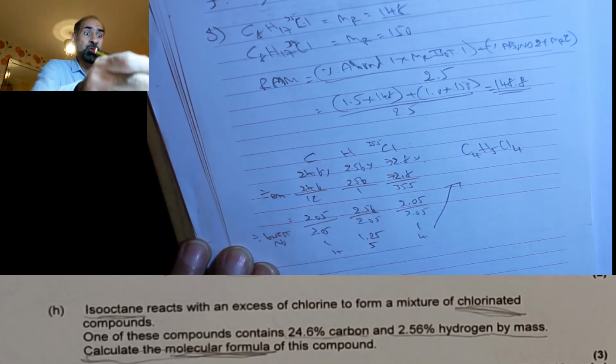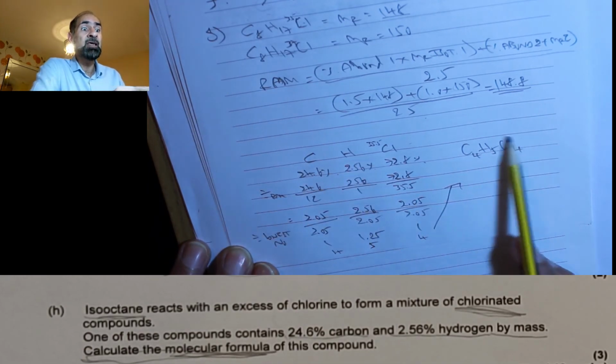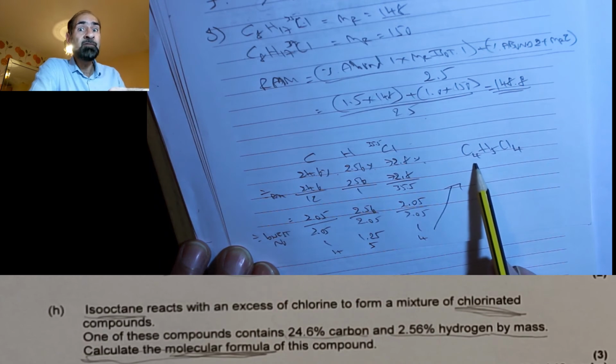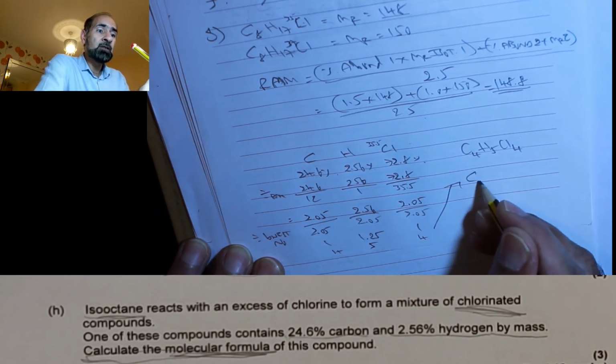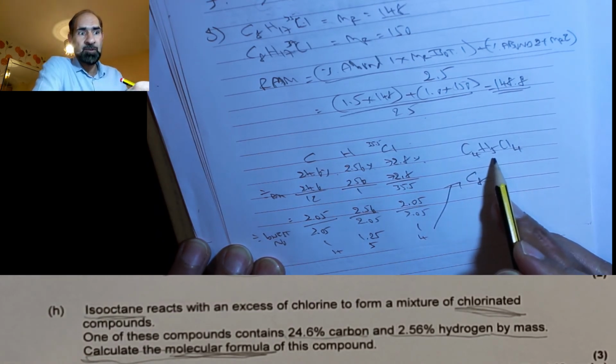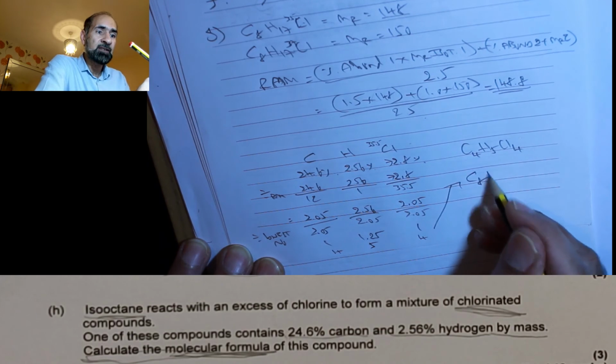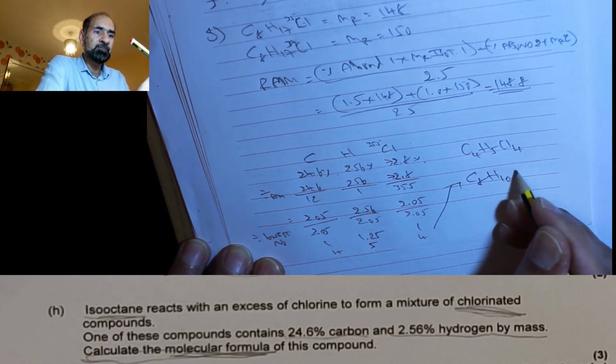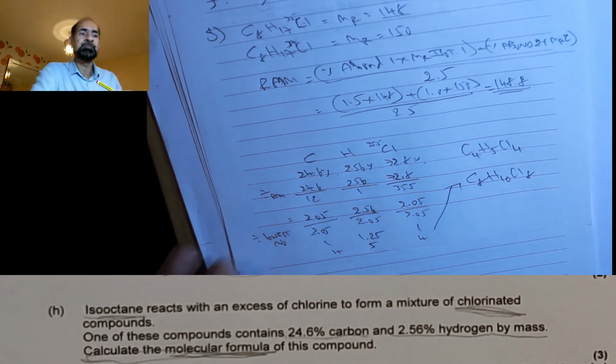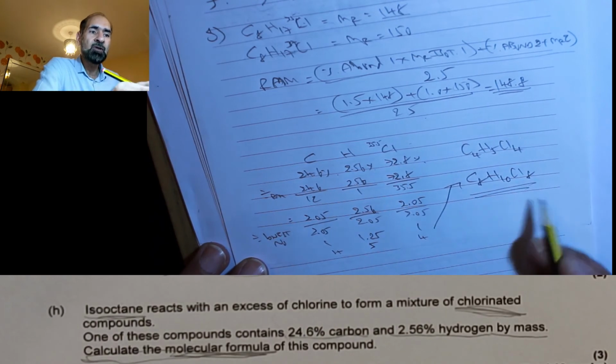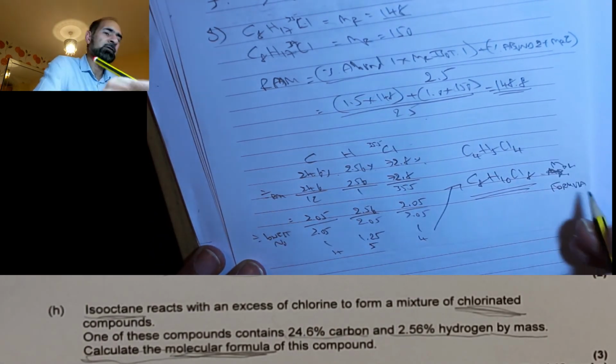So what you've got to do is multiply this in such a way as to give you 8 carbons. If I multiply that by 2, that'll give me 8 carbons. But then I've got to multiply that by 2 as well, and that by 2 as well. So it'll be C8 H10 Cl8. And that is your molecular formula.